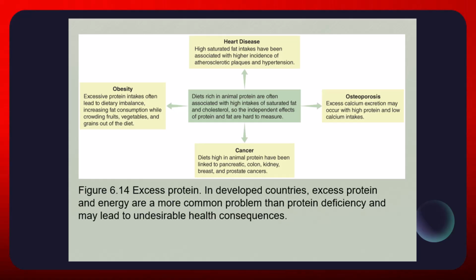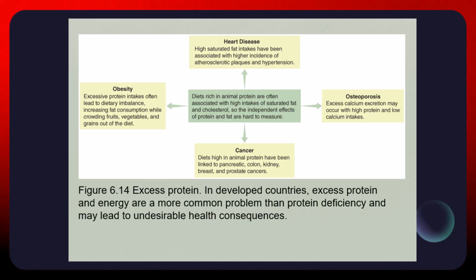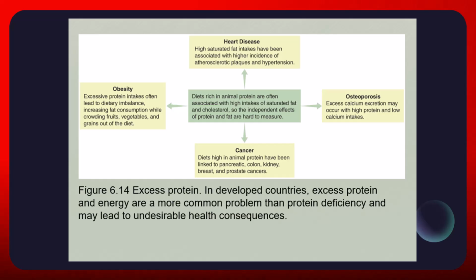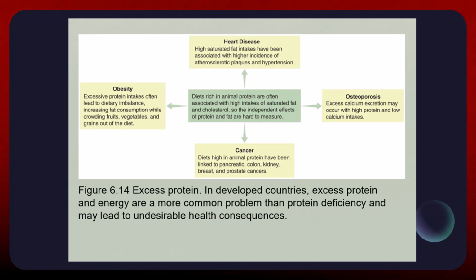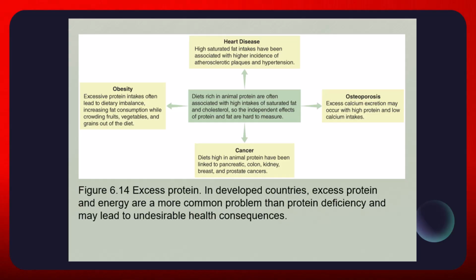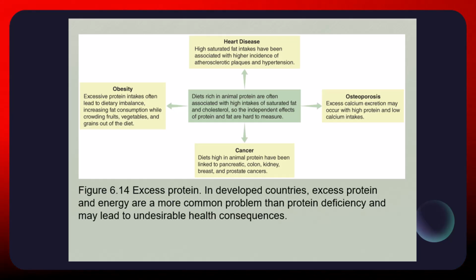Osteoporosis. We have an excess calcium excretion that may occur with high protein and low calcium intakes, okay? So that's going to drive the increase of osteoporosis in that population. And so you'll have more fractures as people age, and those fractures contribute to their decline in health as they get older. Often if a broken hip happens, people don't really do well after a broken hip, and they tend to decline. And not long after that, they often pass away, not from the broken hip itself, but just from the deterioration of their overall health status when they had that insult of a broken hip.